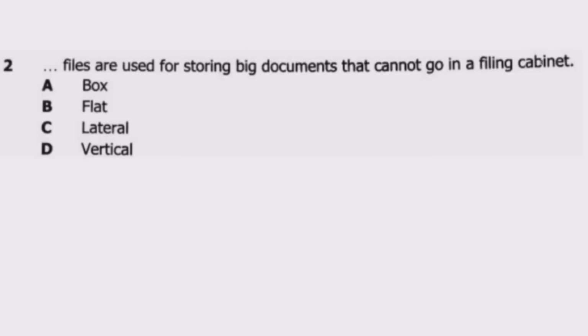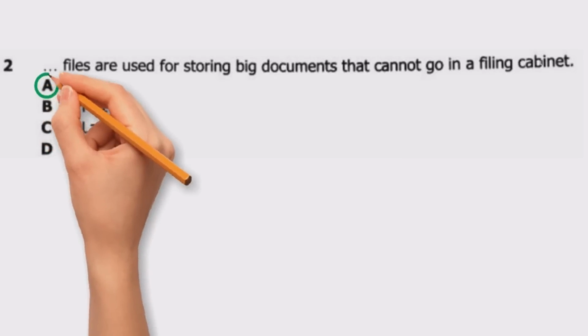Question 2. Dash files are used for storing big documents that cannot go into a filing cabinet. A, box files. B, flat files. C, lateral files. D, vertical files. The correct answer is A, box files.